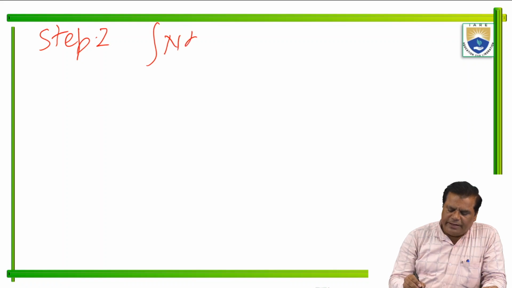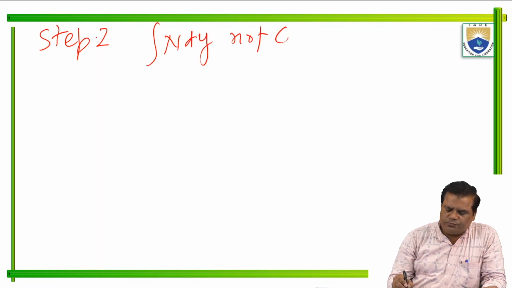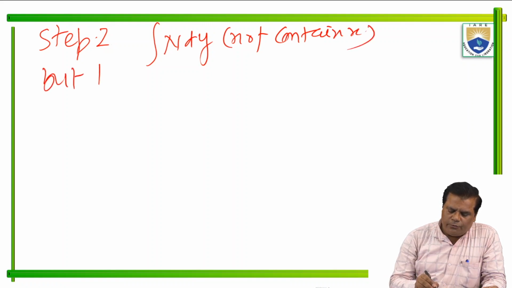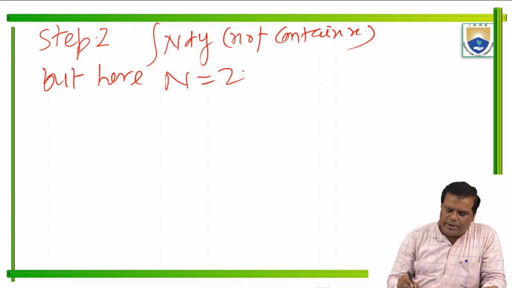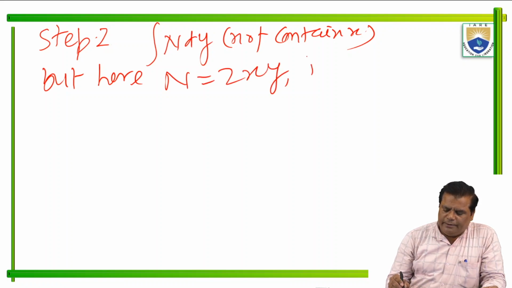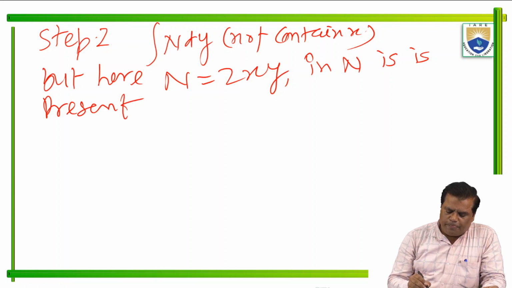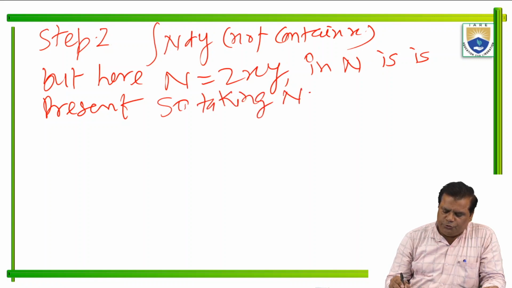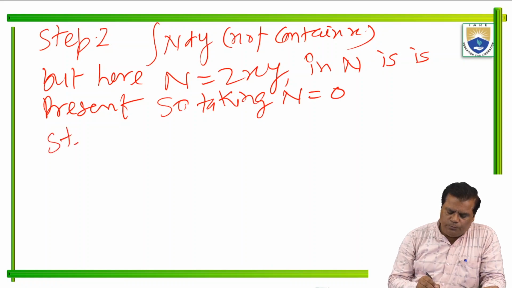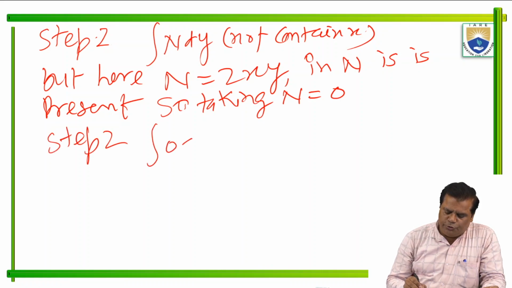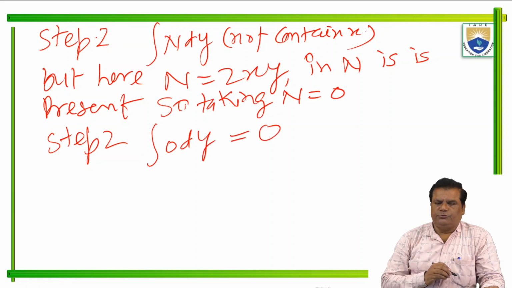Integrating N dy, does not contain x. What here? N equal to 2xy, so in N, x is present. So taking N equal to 0. So in step 2, integrating 0 dy, this result is 0.